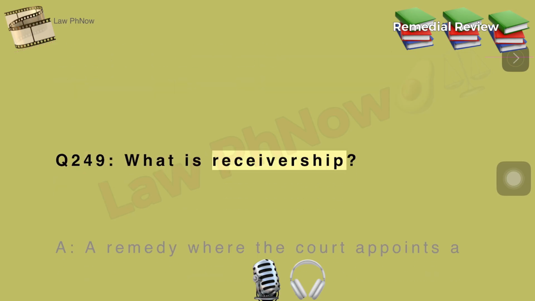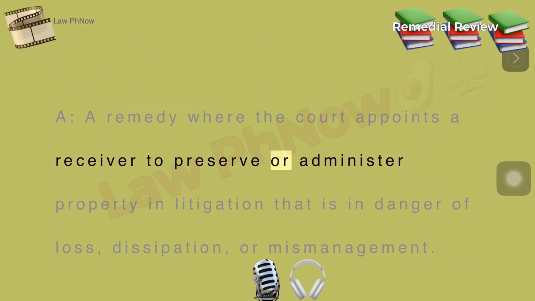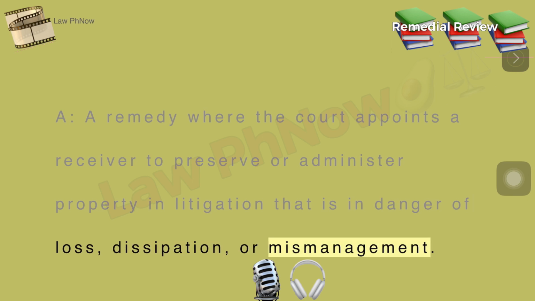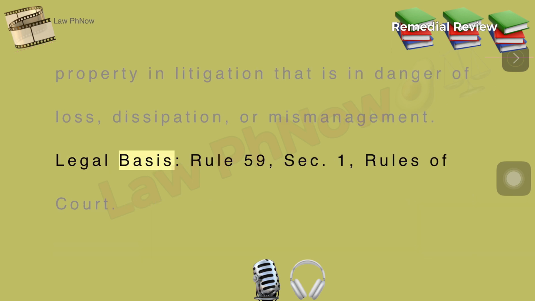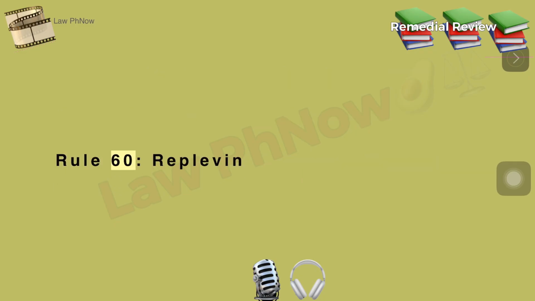Q249. What is receivership? A. A remedy where the court appoints a receiver to preserve or administer property in litigation that is in danger of loss, dissipation, or mismanagement. Legal basis: Rule 59, Section 1, Rules of Court. Rule 60, Replevin.